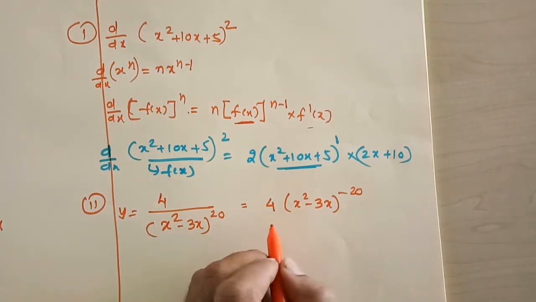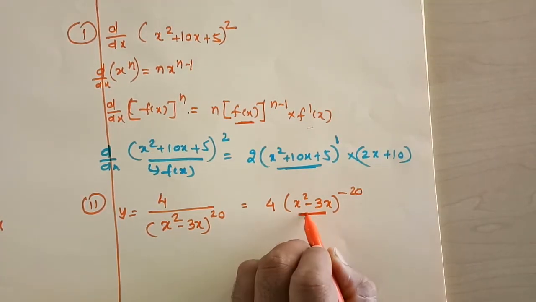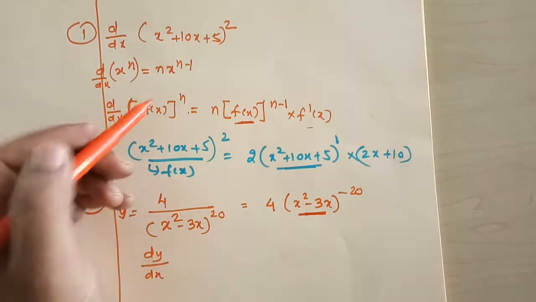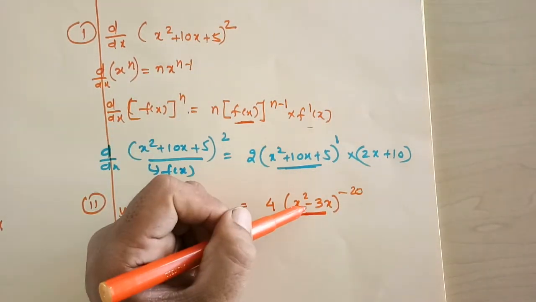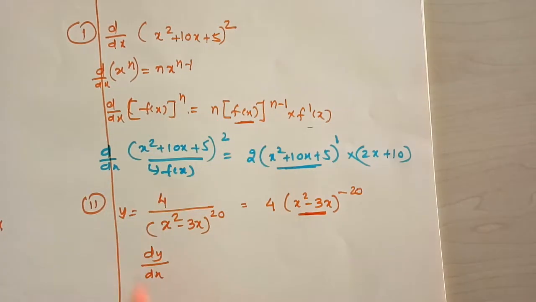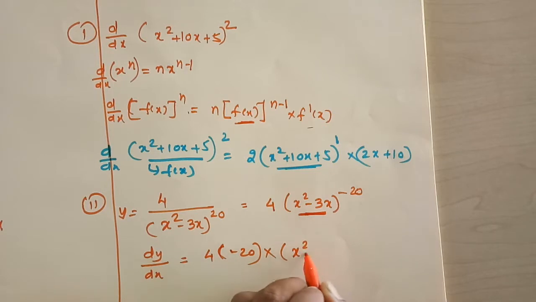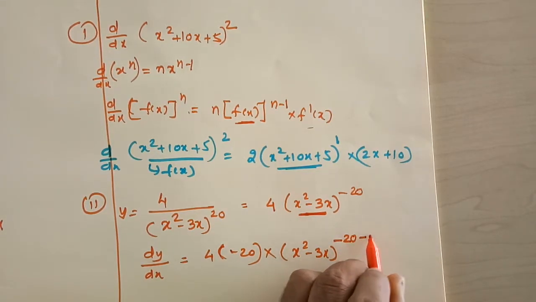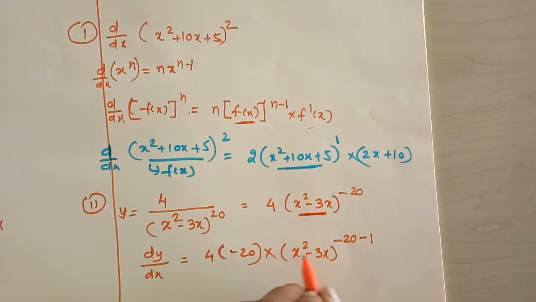Now if you want to do the derivative of this, this is like your function and this is your power n. So your dy by dx is going to be, look at this result, function to the power n, so n times function to the power n minus 1. So this is going to be 4 times x squared. First of all, keep this 4 as it is and multiply with 20 because that's my n. Then x squared minus 3x to the power negative 20 as it is, minus 1: n f(x) to the power n minus 1.